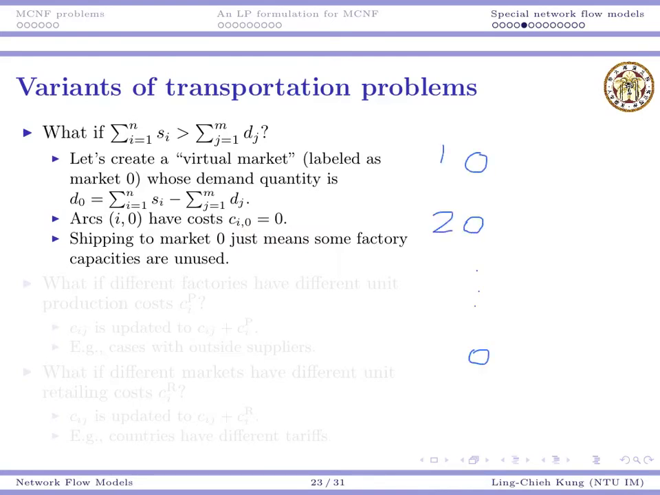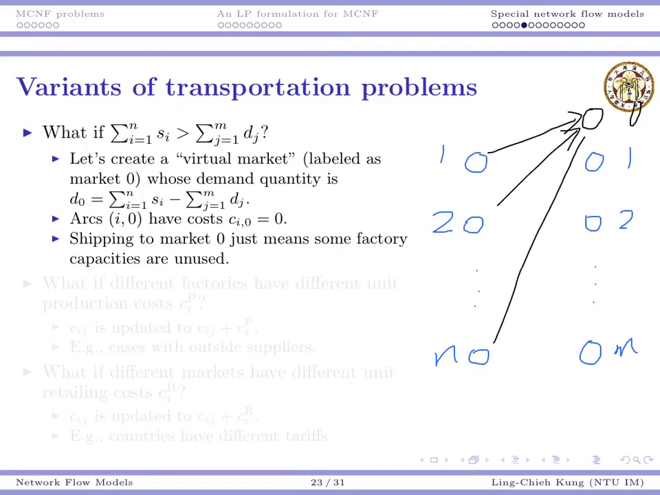Again, we have some factories. We have some markets, and here we'd like to add node 0, or market 0. With that, we add several arcs from each factory to this particular node. In this case, we say all the costs are 0. Why?